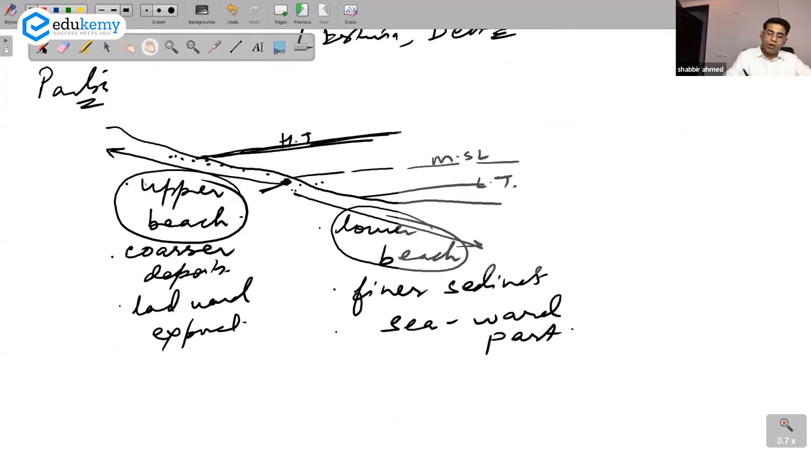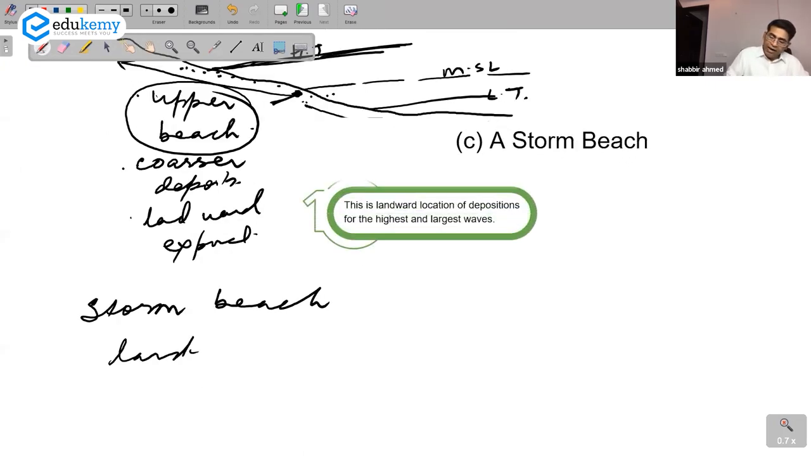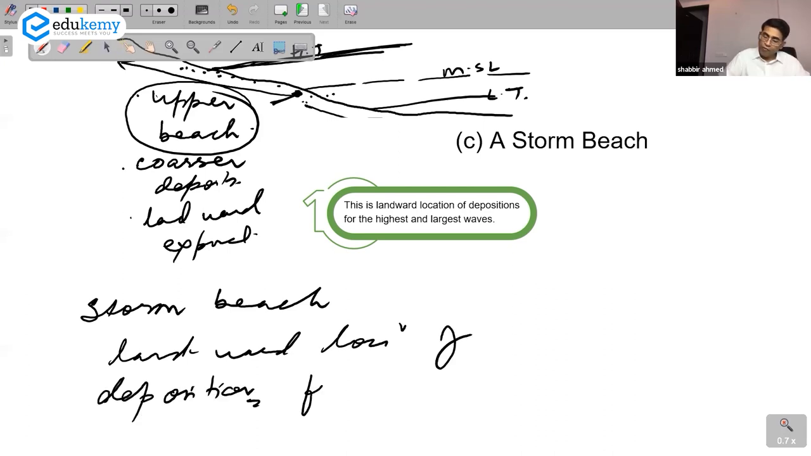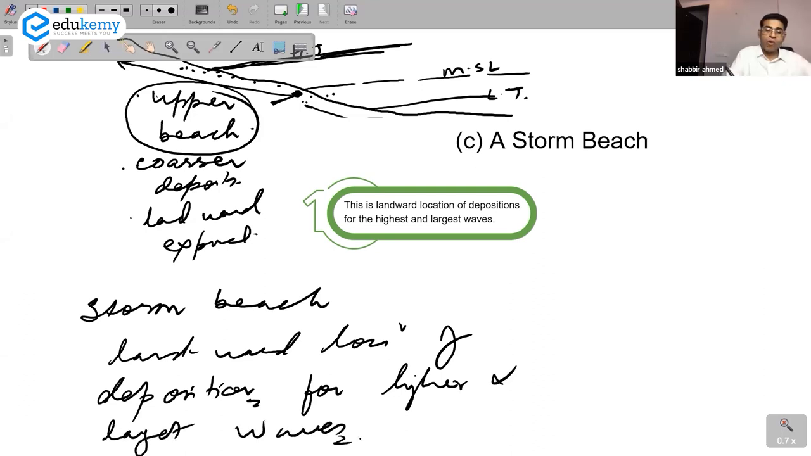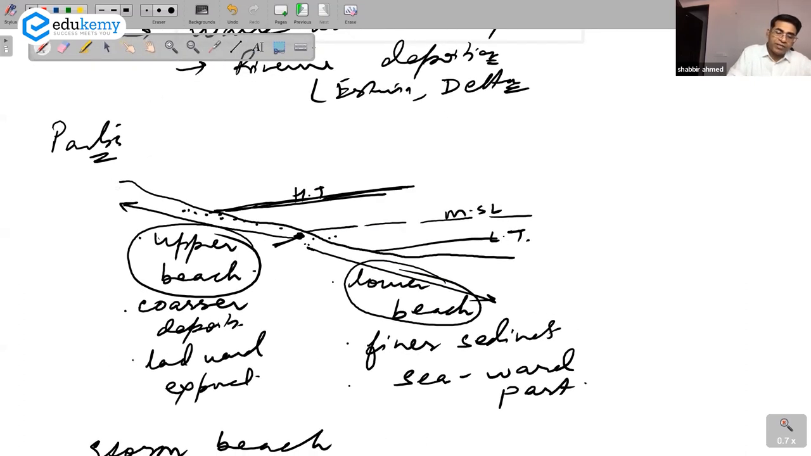Now there is one more part. It's called as the storm beach. This is the landward location of depositions for the highest and the largest waves. What we mean by this is, maybe the waves generally come till here. So this is the beach. Then this becomes the beach, the upper beach.